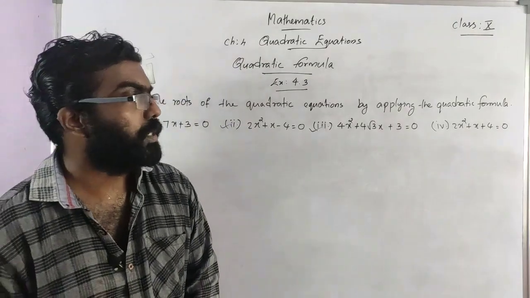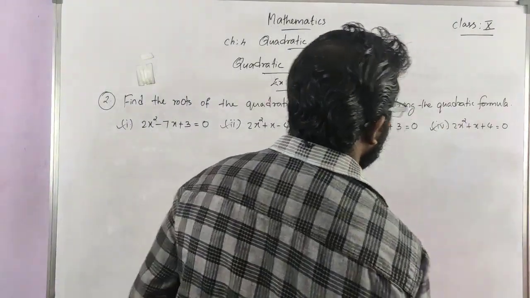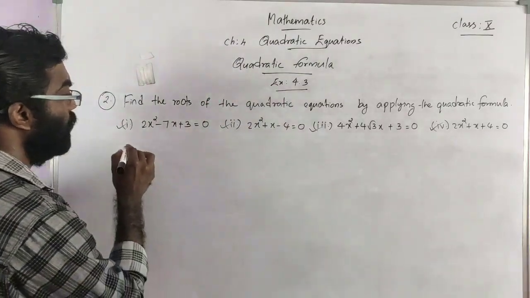Now we move on to the fourth sub question. 2x² + x + 4 = 0.